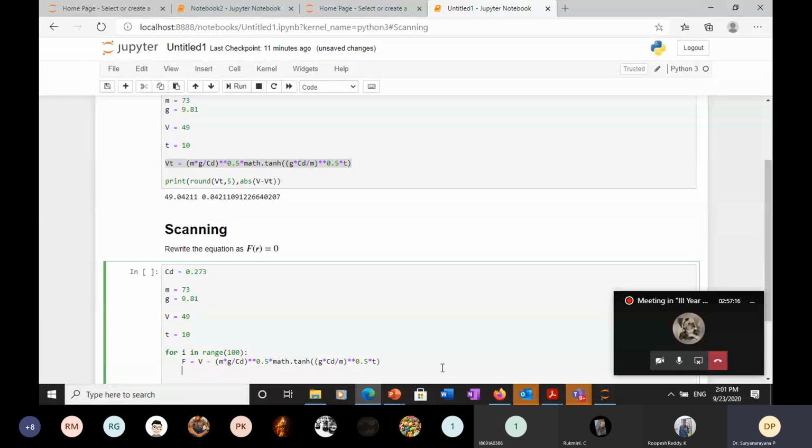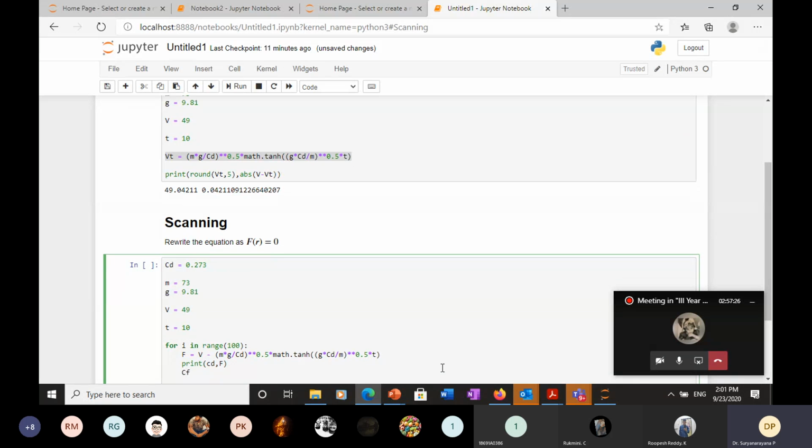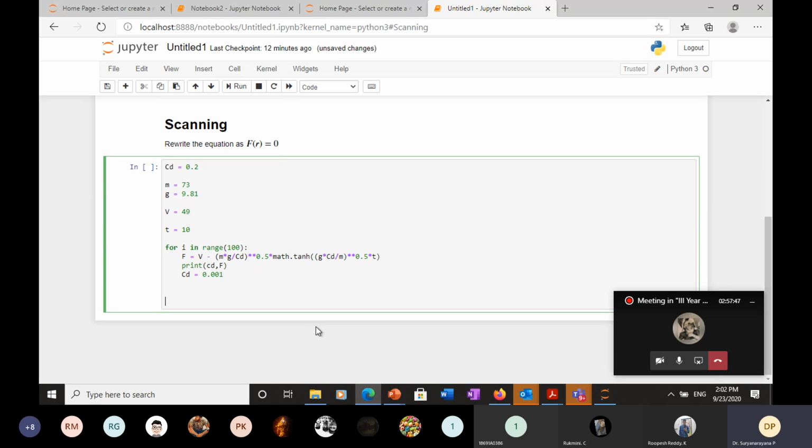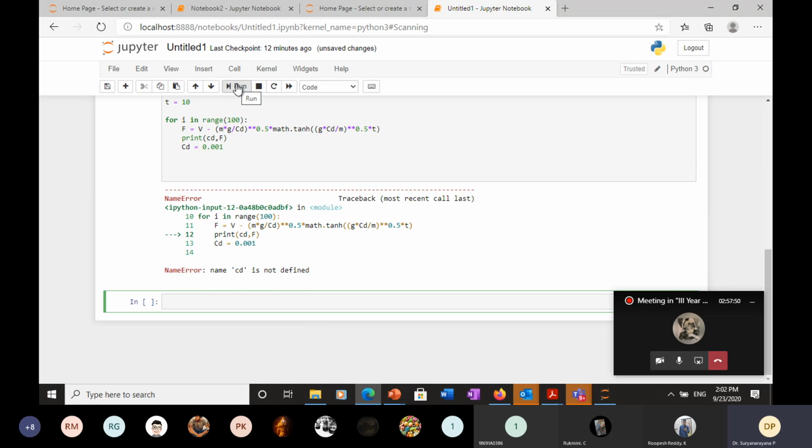And I'll print, for each case, CD, comma, f. For the next iteration, we'll change the value of CD. CD equals 0.001, let me say. I'll start with 0.2. It's okay, I'll start with 0.2. Okay, so that is called scanning, and I'll show you what it is.